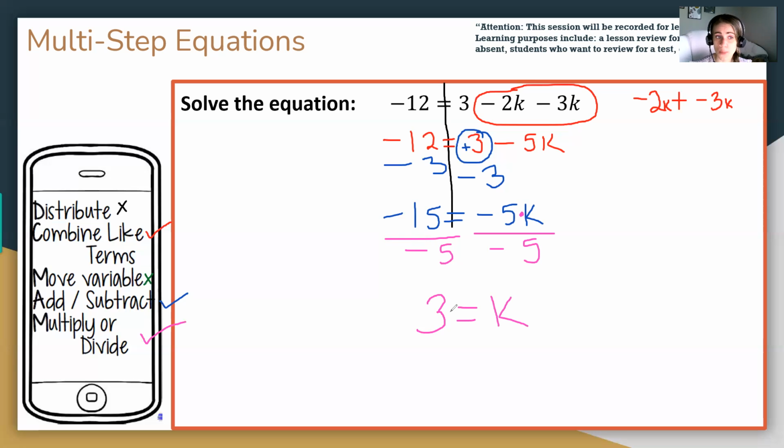And if you wanted to go back and check your work, you could substitute. So you could plug in 3 for k, back right up here in your original problem. And when you use order of operations to simplify that, you should get the answer of negative 12.